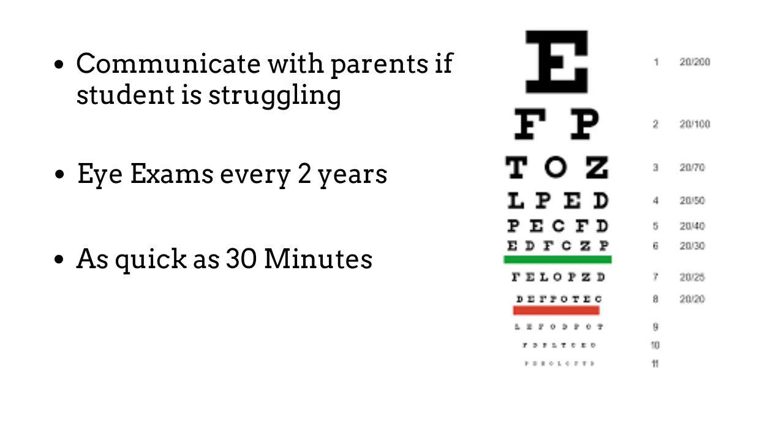Another way that we can help our students is by communicating with their parents. If we can tell that someone in our classroom is struggling with visual impairment, it is important for us to communicate that with our parents so they can go to the doctor and get an eye exam. Our students should be getting an eye exam roughly every 2 years, and this can be as simple as going to the eye doctor for about a half an hour and getting tested to make sure everything looks good.